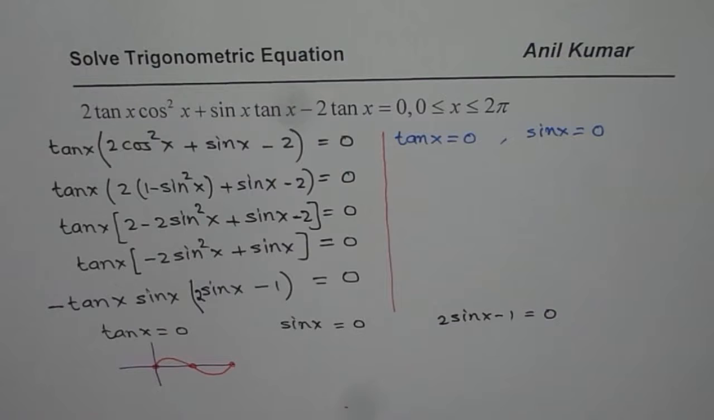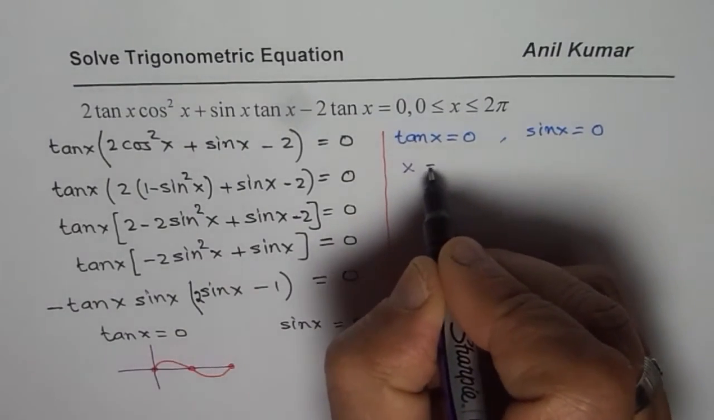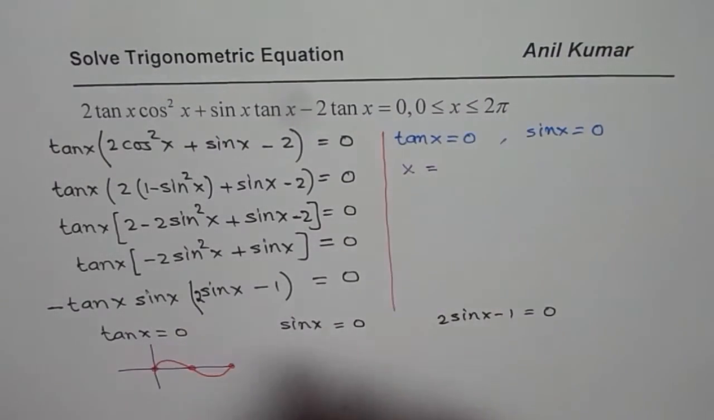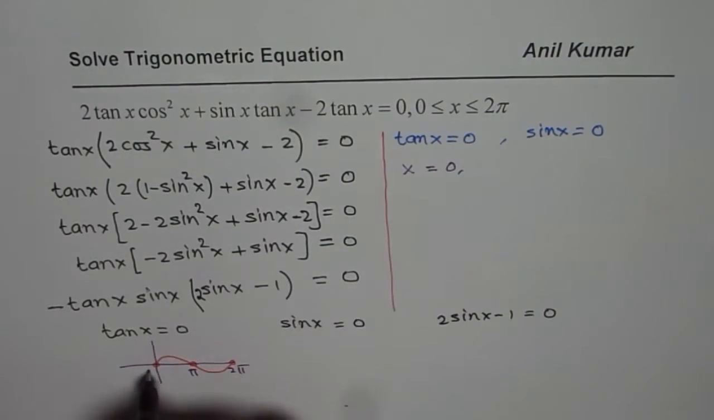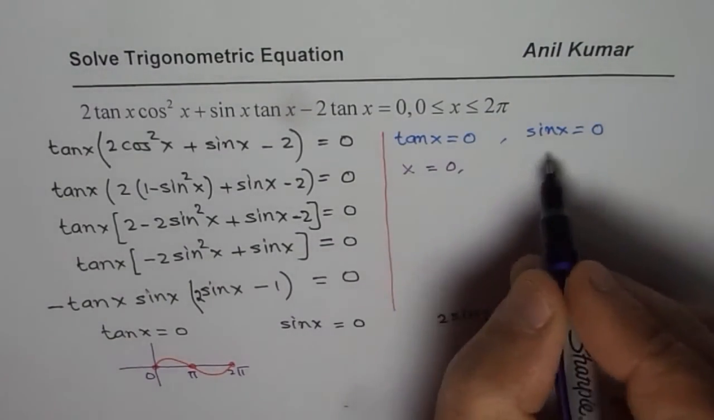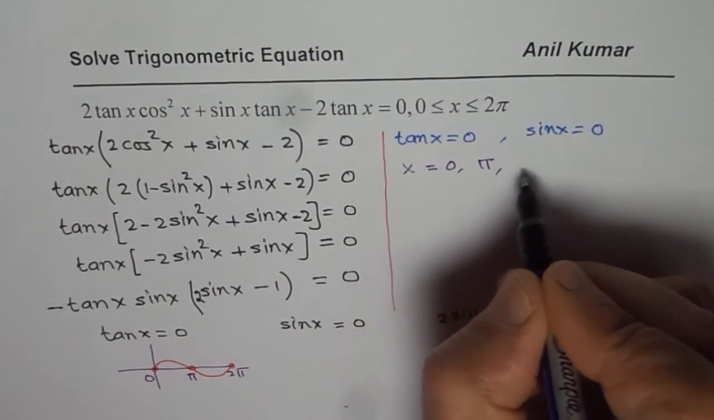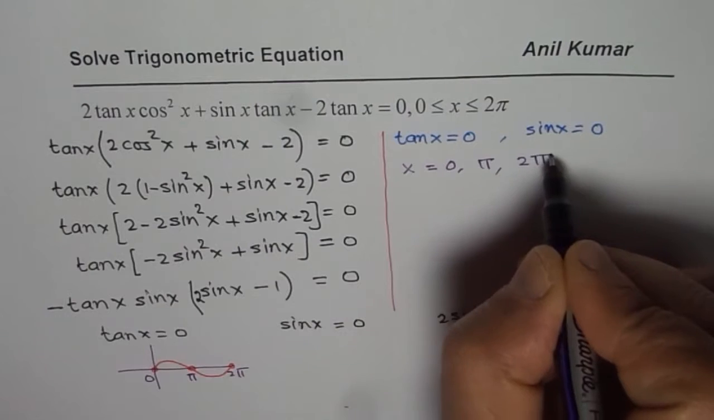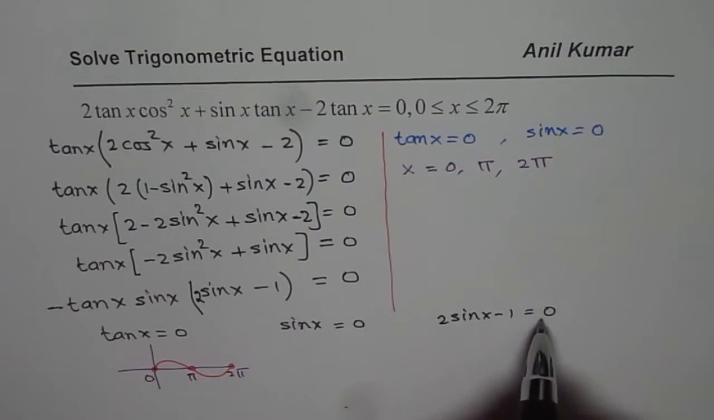Is it okay? So we can write down here that our solution is x equals, within a period of 0 to 2 pi, 0, this is pi for us, this is 2 pi. So tan x equals 0 or sin x equals 0 at x equals 0, at x equals pi, and at x equals 2 pi. Correct? Now for the third factor, what we have is 2 sin x minus 1 equals 0.